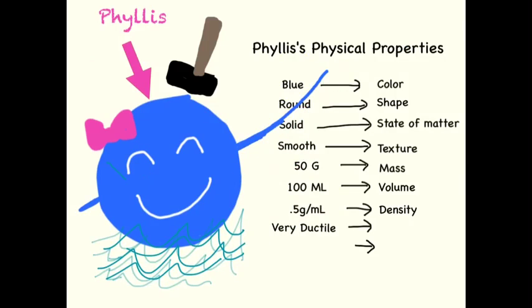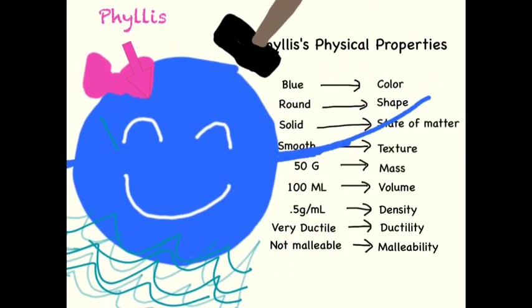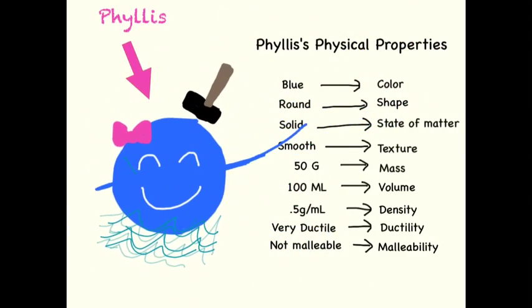One thing that Phyllis is not is that she is not malleable. She does not have malleability for her physical property. Well, what does this mean? This means that if I struck her head with this mallet over here, she would not be turned into a thin sheet. Like if I took a mallet and struck a piece of aluminum, I get an aluminum sheet. But for Phyllis, she just remains who she is. Since she's made out of rubber, this mallet over here does not affect her at all.